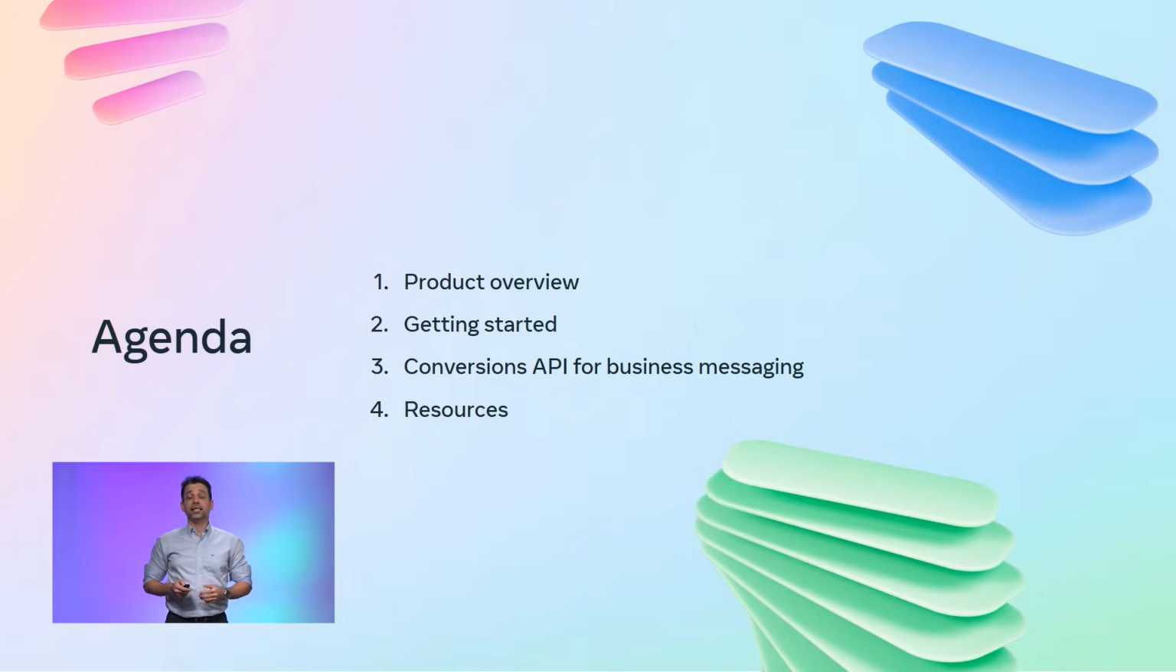Now, let's take a look at the agenda for this training. The agenda for this session is composed of 4 parts. First, we'll start with an overview of this new optimization model. Then, I'll show you how to get started. We'll use WhatsApp as an example, but the basics also apply to Messenger and Instagram, as we'll see. Next, we'll talk about Conversions API, our technical solution to forward business messaging signals to Meta's machine learning model. We'll close this session going over some of the available resources for Click-to-Messenger, Instagram, and WhatsApp.